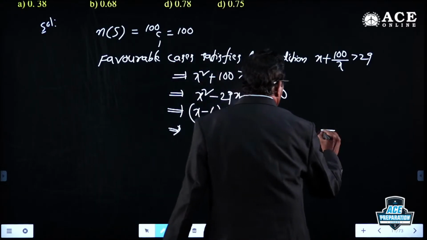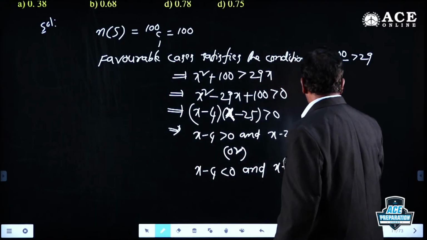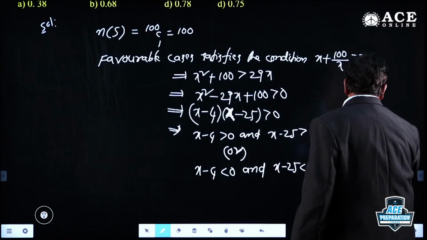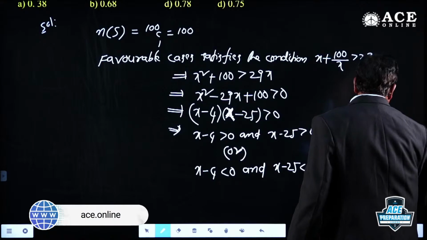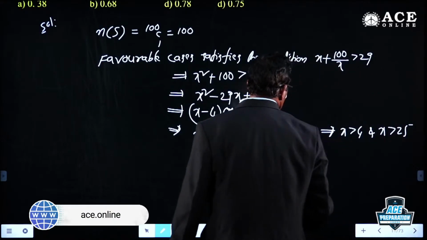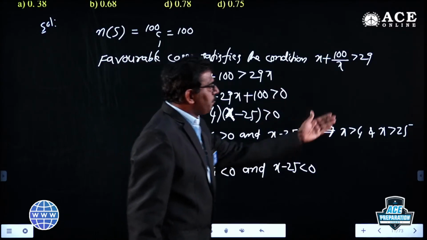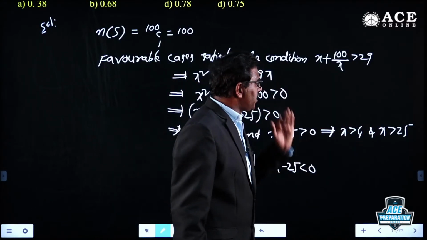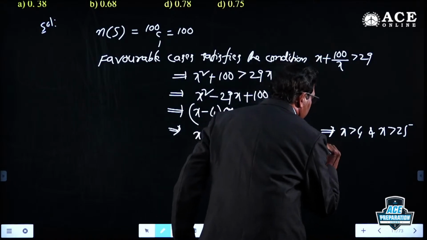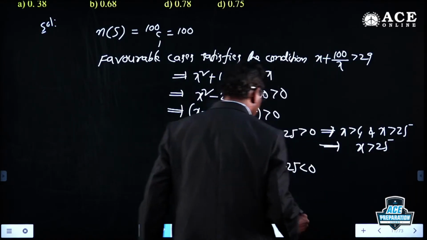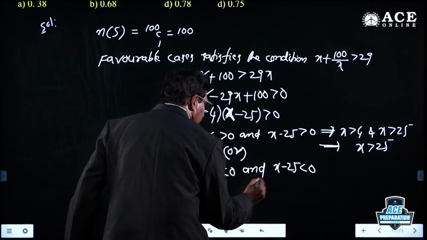X minus 4 greater than 0 means x is greater than 4, and x is greater than 25. A number which is greater than both 4 and 25 is a number greater than 25, which is greater than 4 also. The common value here: x greater than 25 is correct. Coming to this, here also.